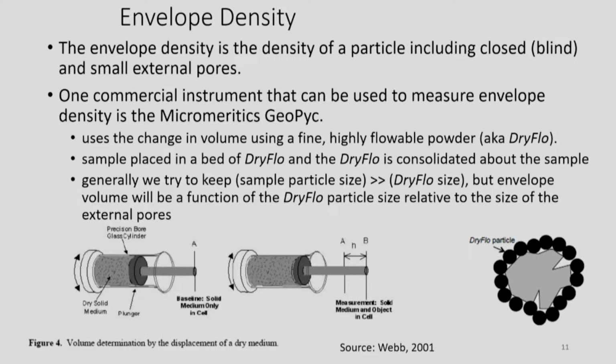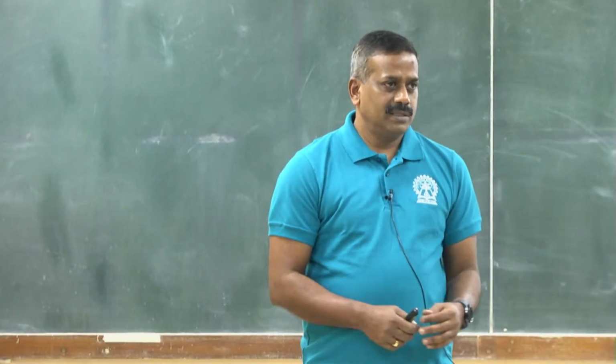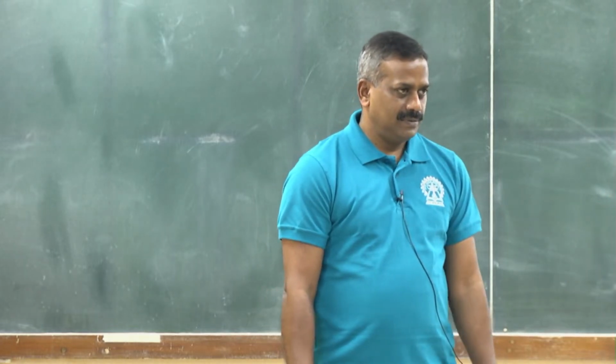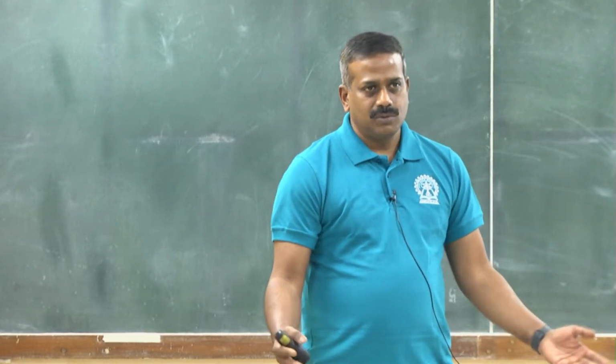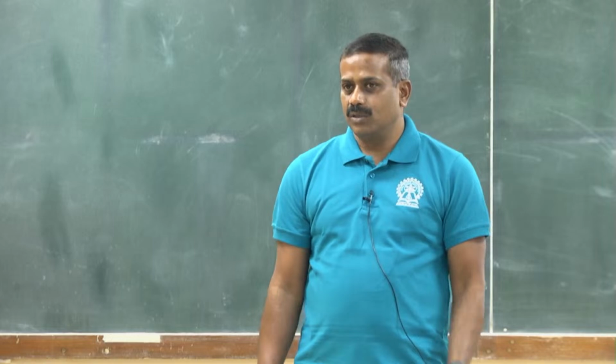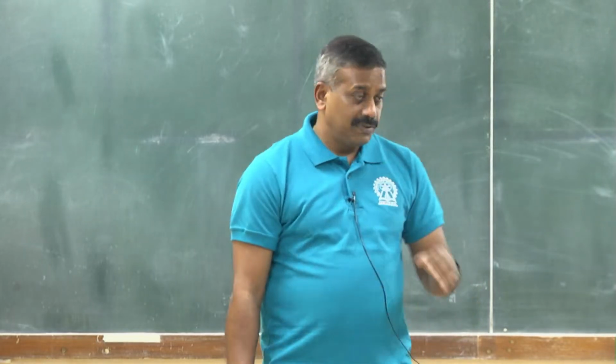It's called dry flow, a free-flowing, very fine powder. So from the amount of powder that is displaced, you get the volume of the solid, and then with the mass, you get the envelope density. This also is a simple and easy measurement. The only thing is you'll have to use these free-flowing fine powders.